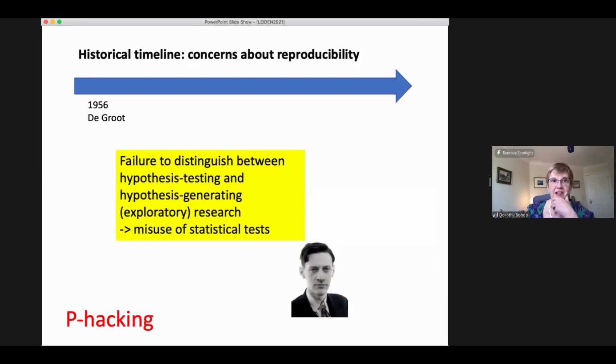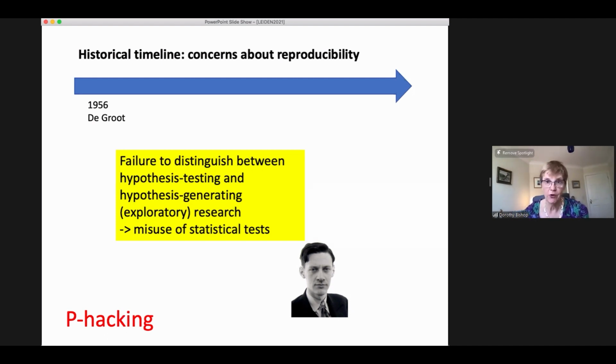So if we have the next slide, we're going to start with p-hacking. Now, you will be aware, I'm sure, of De Groot, who was a very famous chess player, apart from anything else, but also an academic, who back in 1956 wrote a brilliant piece about the problems that we get if scientists mix up hypothesis testing and hypothesis generating research and then apply statistical tests. And the point that is made here is that we need, of course, in science to do exploratory research. That's how we get our hypotheses.